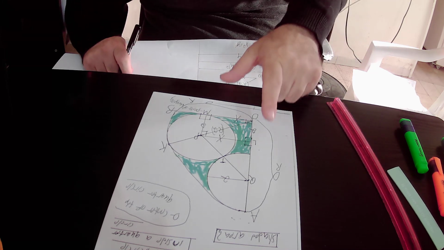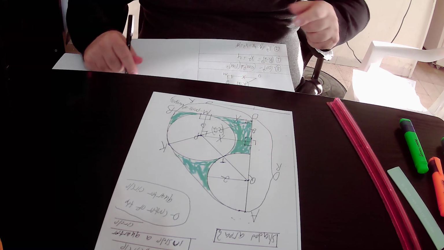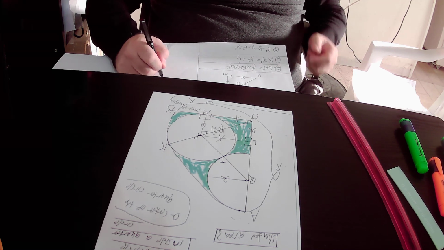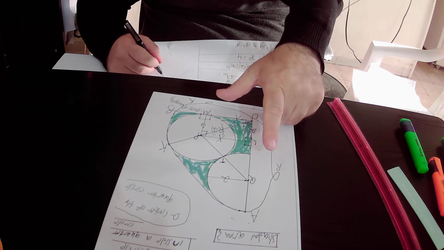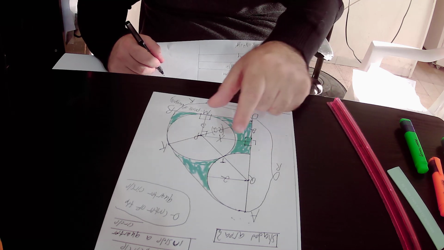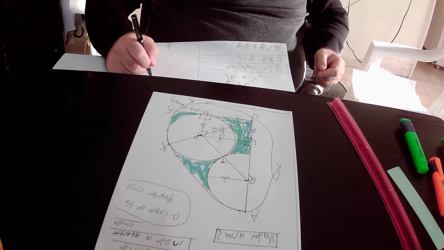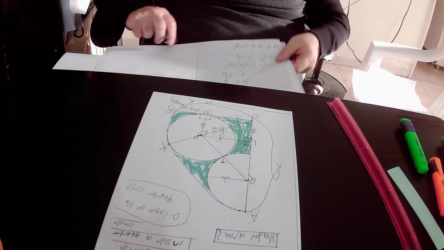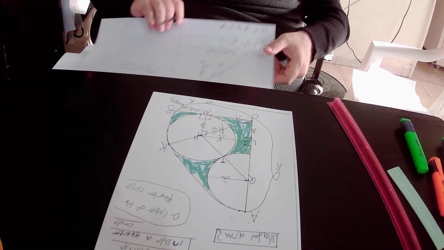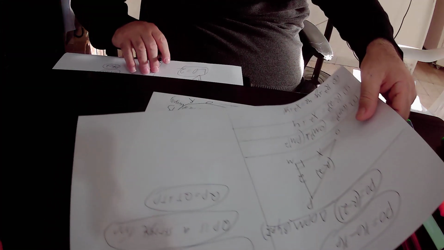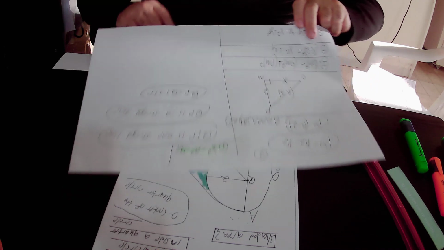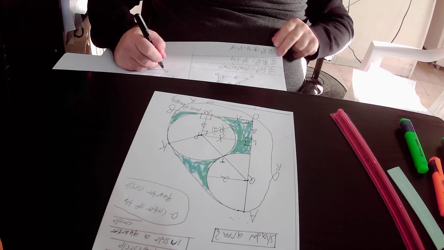And what is the length of the straight line QP? From the drawing it is very easy to see that QP equals QT plus TP. I'll repeat again. The length of the straight line QP is equal to QT plus TP. Okay?